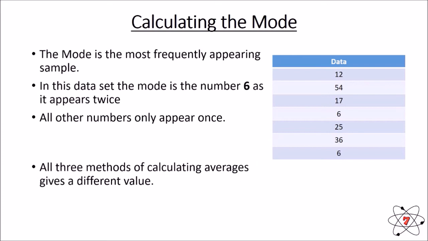So all 3 different types of average give a different number. The mean was 22.29, the median was 17, the mode was 6. Using the same data, we have 3 very different averages.